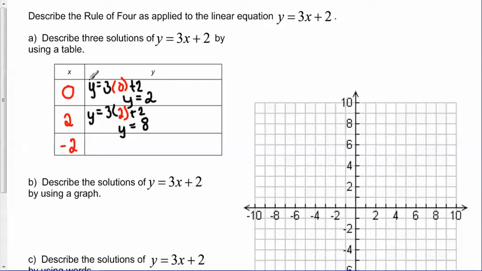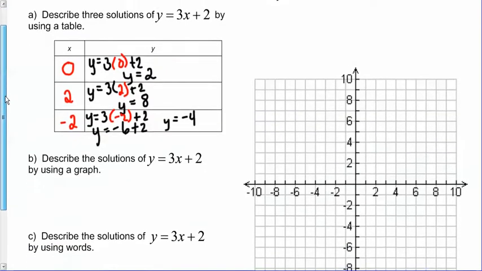If x is -2, y equals 3 times -2 plus 2. Be sure to follow order of operations here. Y equals, we might want one extra step here. 3 times -2 is -6, plus 2. Watch your signs when you combine those. That's going to give us y equals -4. So here we've described three solutions of the equation y equals 3x plus 2 by using a table.